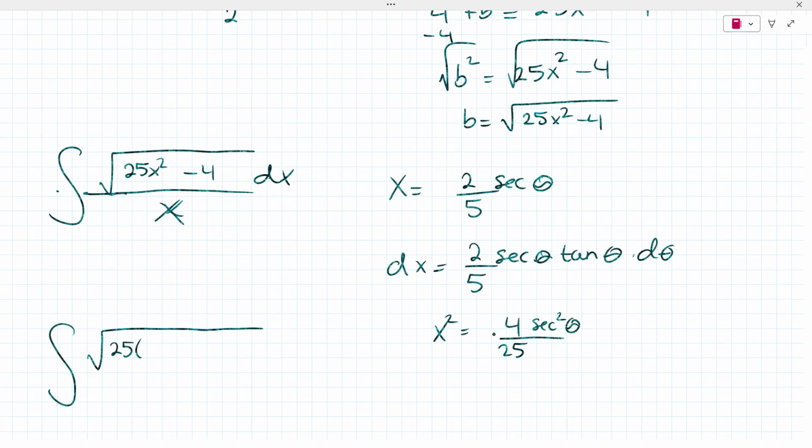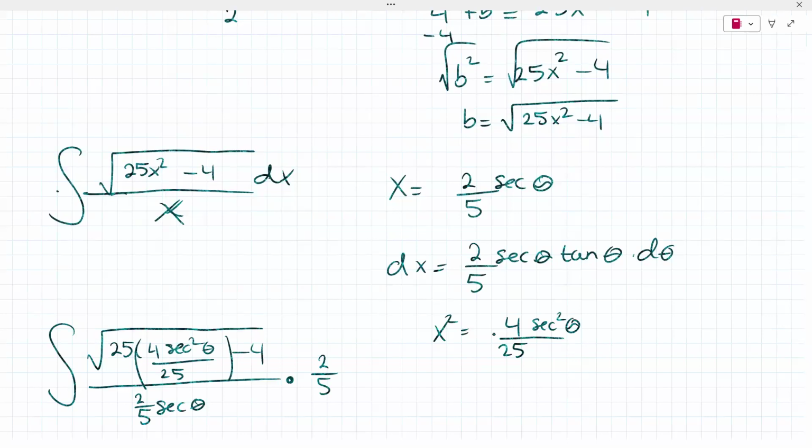Okay, so that's what we're going to do. We're going to replace x squared with 4 secant squared theta over 25, minus 4, all over x, which is 2/5 secant theta. And then you're going to replace my dx with 2/5 secant theta times tan theta d theta.